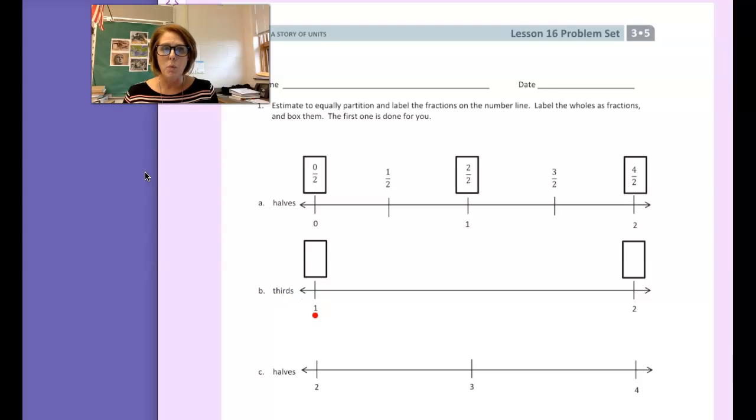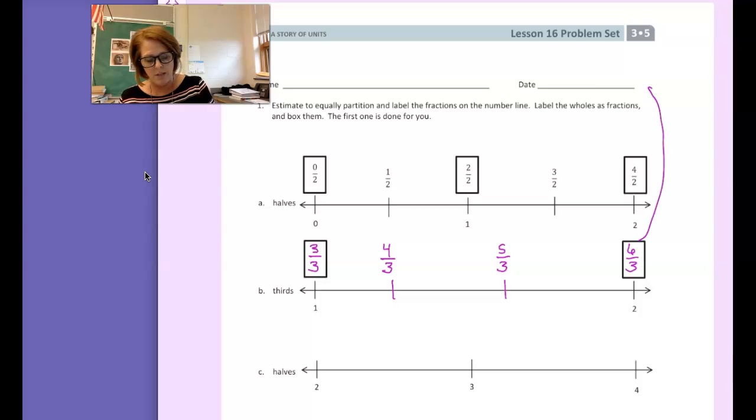We're going between 1 and 2. So we need to divide our line into thirds. So we have 3 spaces on the line. 1 whole is the same as 3 thirds. If we keep counting, we have 4 thirds, 5 thirds, 6 thirds.